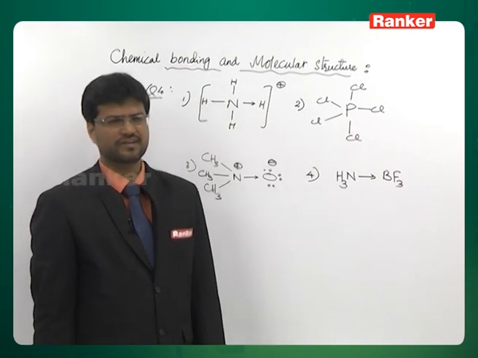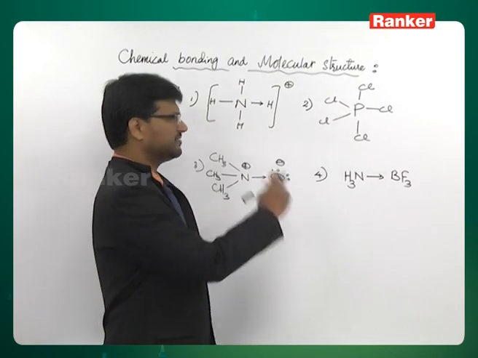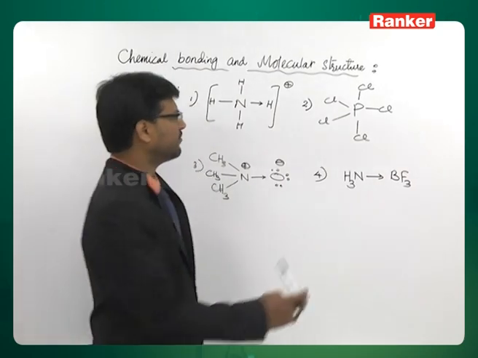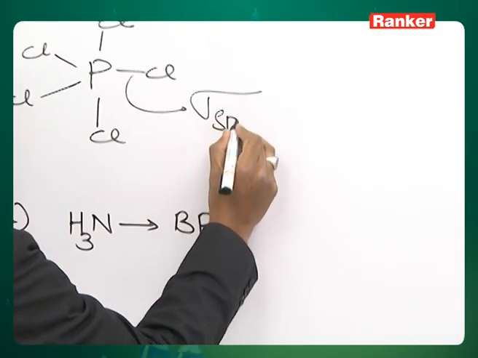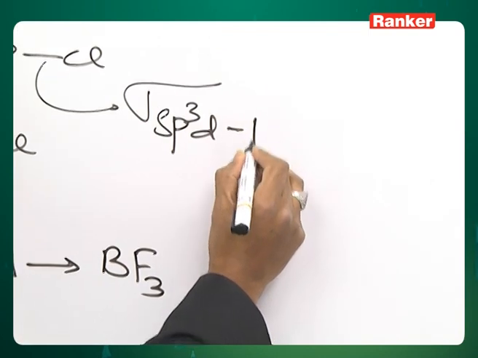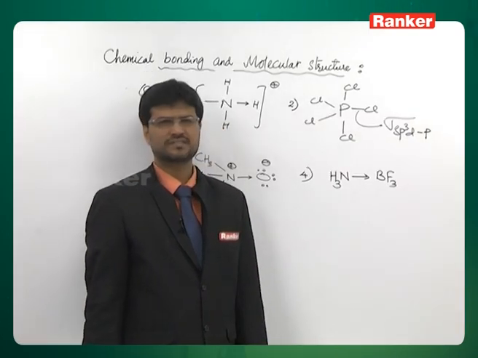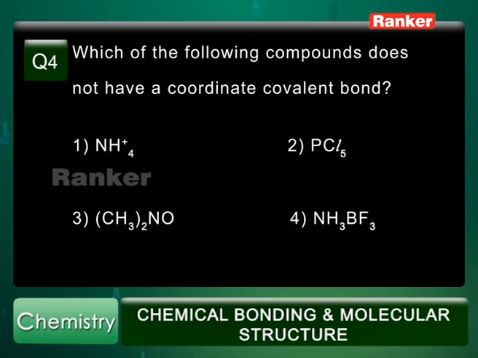So, all of them have a dative bond, that is coordinate covalent bond, except PCl5. All the 5 bonds are ordinary covalent bonds. These are sigma bonds formed by overlap of sp3d orbital of phosphorus and p orbital of chlorine. And the answer for this question is option 2, that is PCl5.